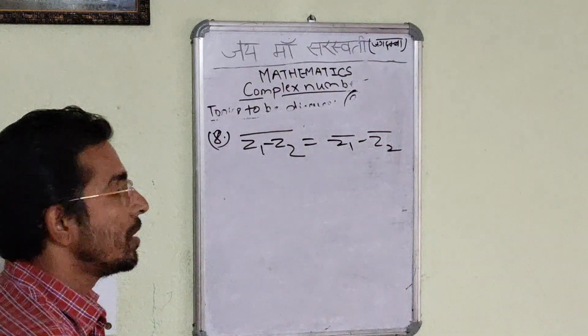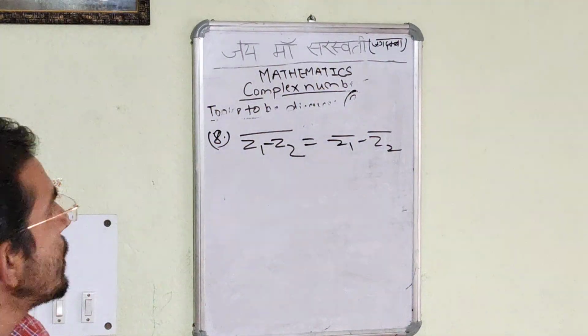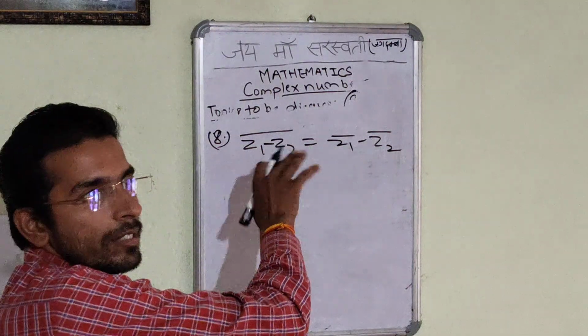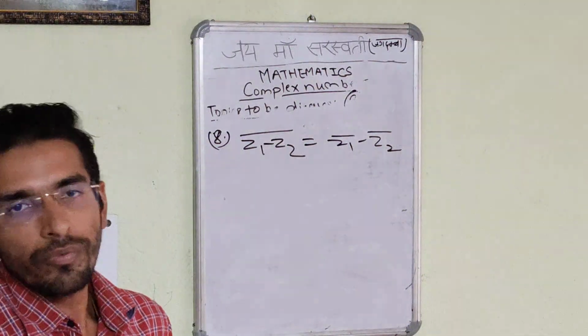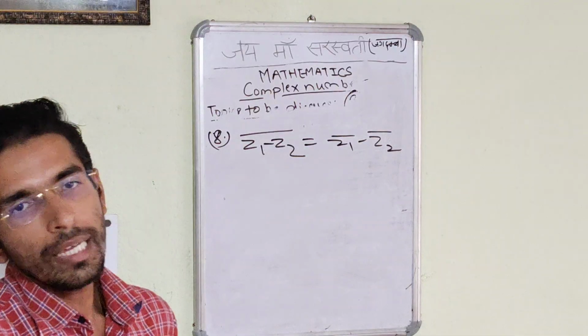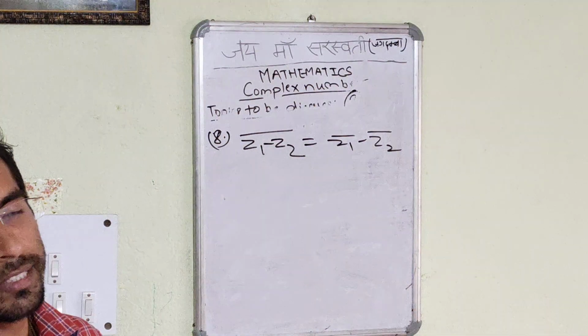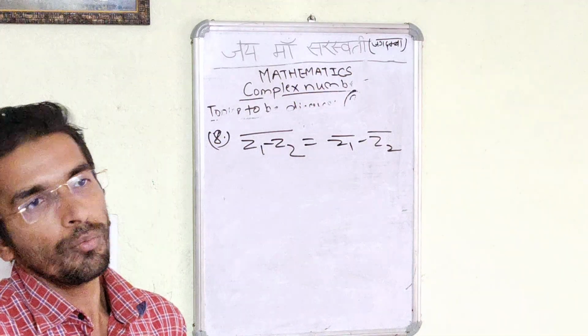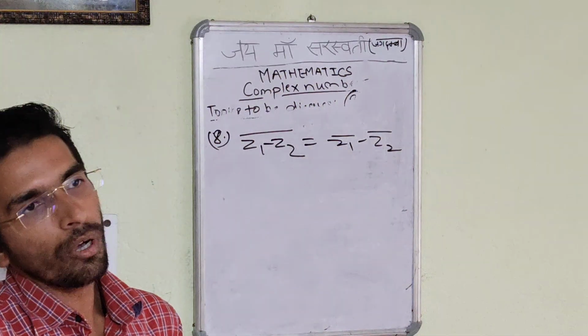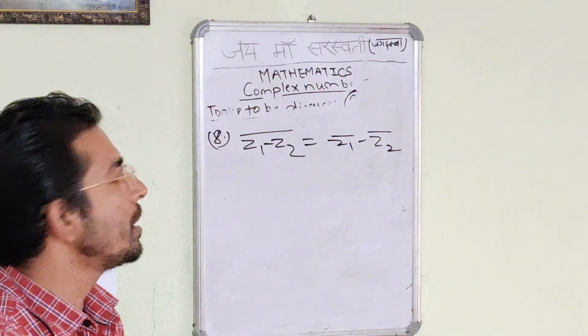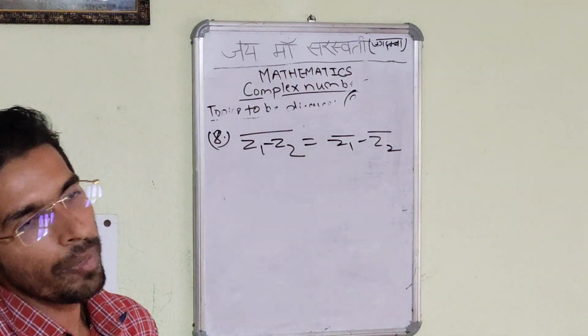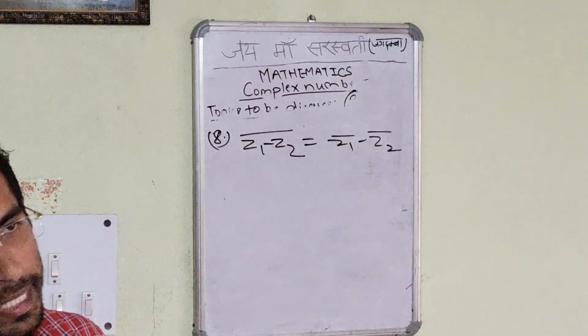So in this case, if you want to define it, mathematically we have seen it. If you want to define it orally, we can say here that the conjugate of the difference of two complex numbers will be equal to the conjugate of the first complex number minus the conjugate of the second complex number.